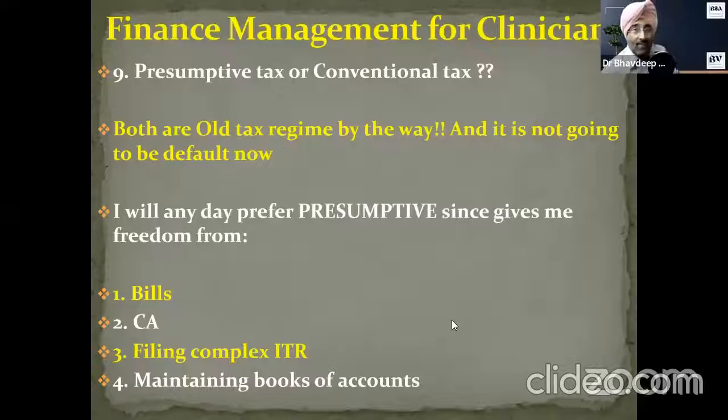Now, the question is presumptive tax or conventional tax. The first thing is both are OTR, by the way. Of course, you can have NTR also in both, and NTR is going to be the default. Now, people ask me, why do I prefer presumptive? I've given my preference, prefer ITR 4. Why do I prefer presumptive?